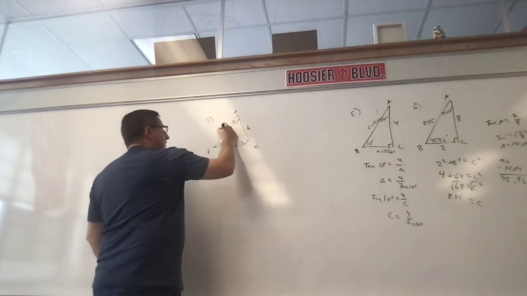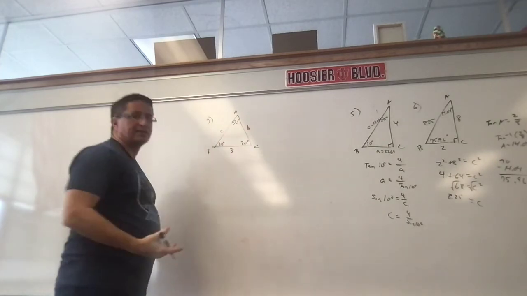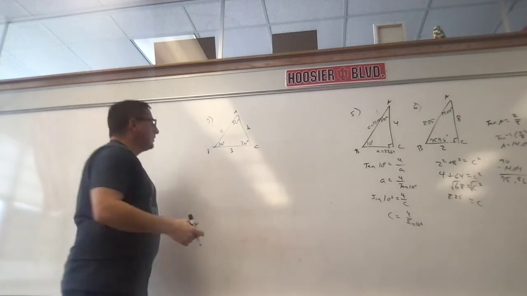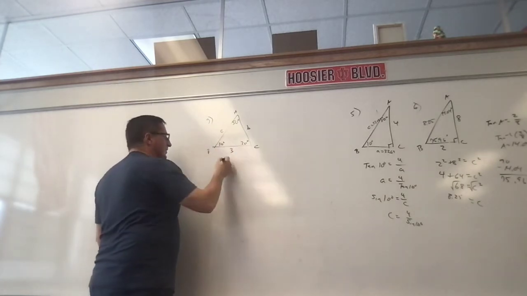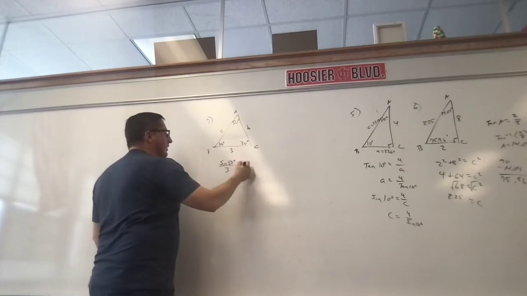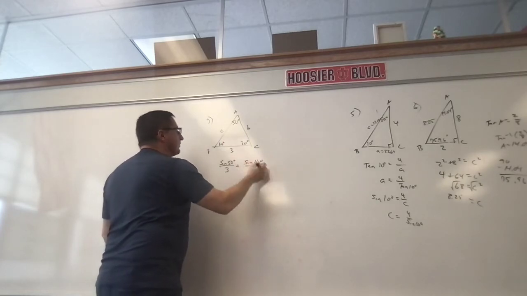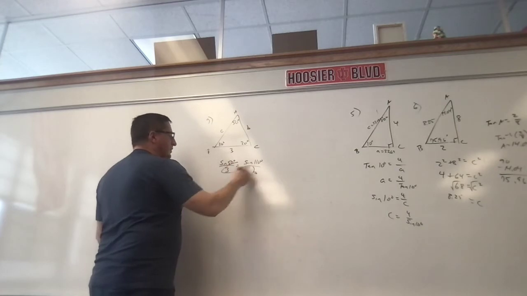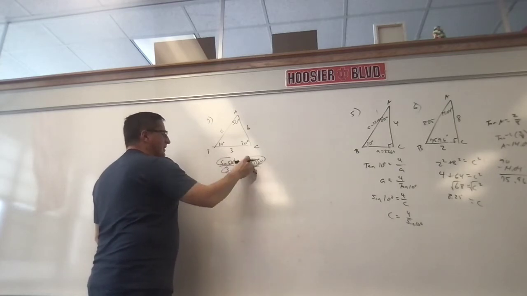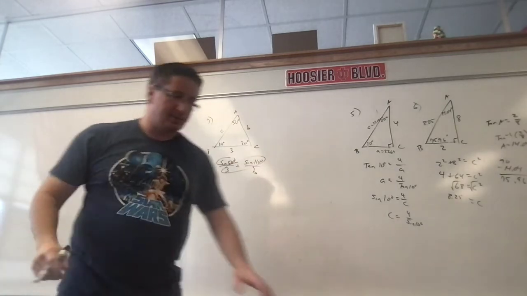So we have to find little b and little c. I'm going to find little b first, then little c, it doesn't matter, I usually do them alphabetically. Use the two that you know, we know both A's. So the sine of 50 degrees over 3 equals the sine of 110 degrees over b. And then we cross multiply and divide. This times this, whatever that is, divide by that.